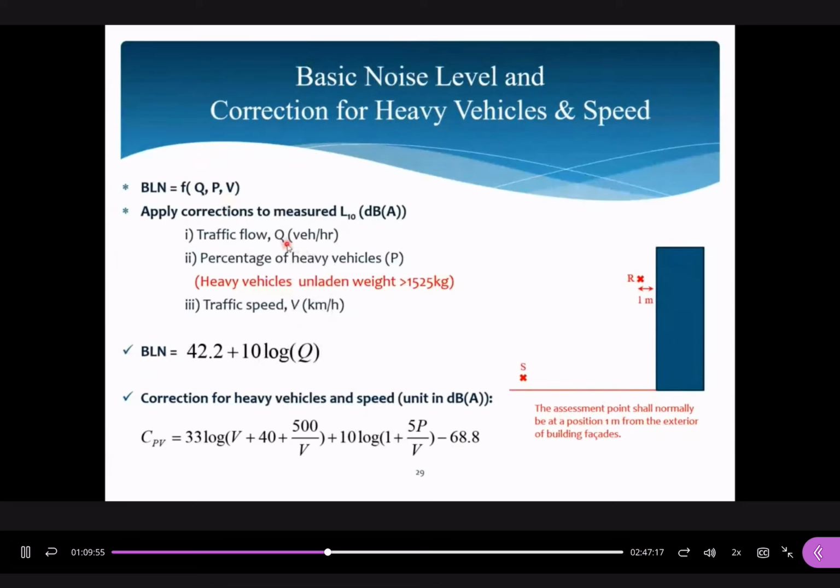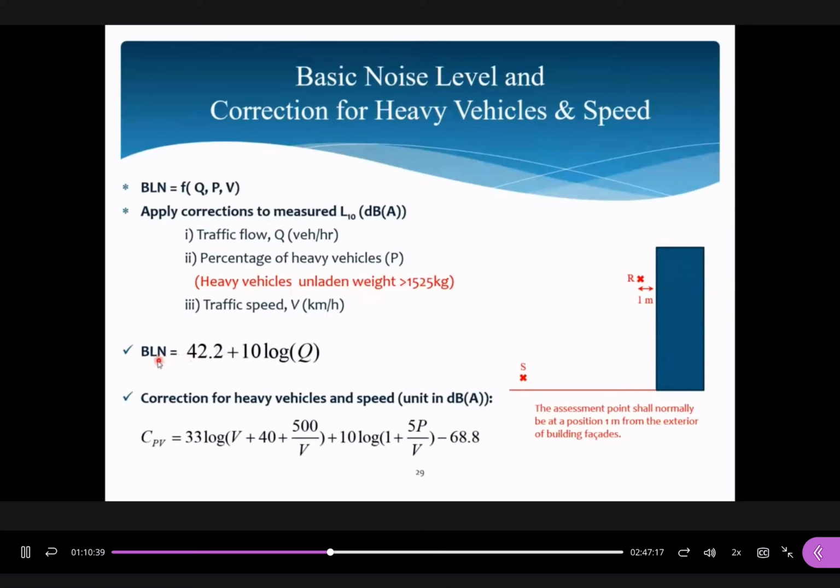The unit of Q, the big letter Q here, is vehicles per hour. The second one is the percentage of heavy vehicles. How to define heavy vehicles? If the unladen weight of our vehicle is more than 1,525 kilograms, we consider it a heavy vehicle. What's unladen weight? It means without any passengers, the empty weight of a vehicle. If the empty weight is more than that, we classify it as a heavy vehicle. And the traffic speed is in kilometers per hour.